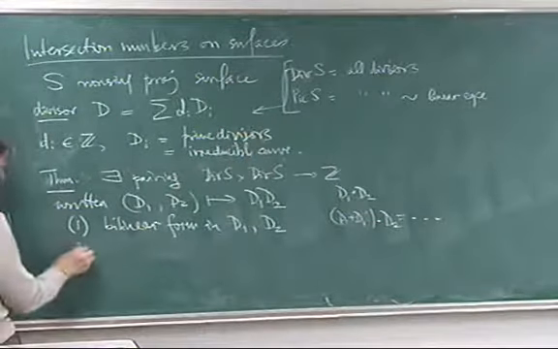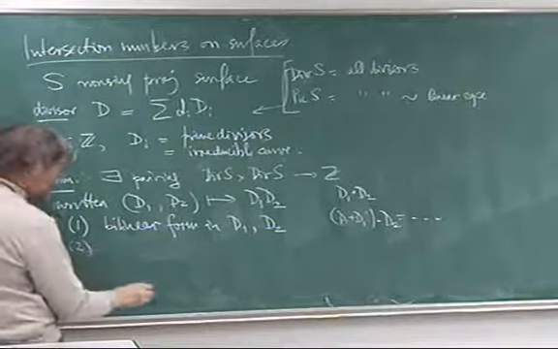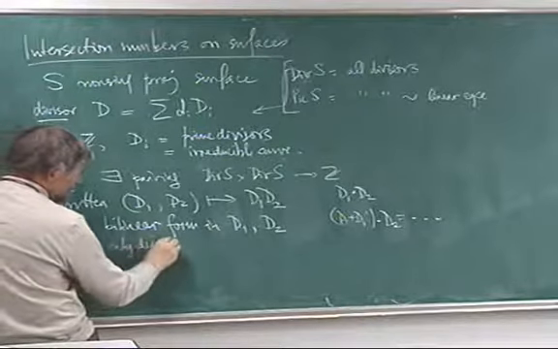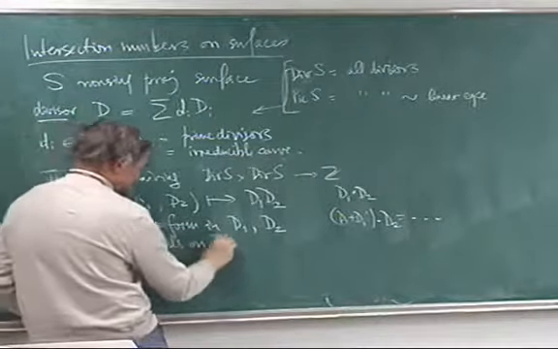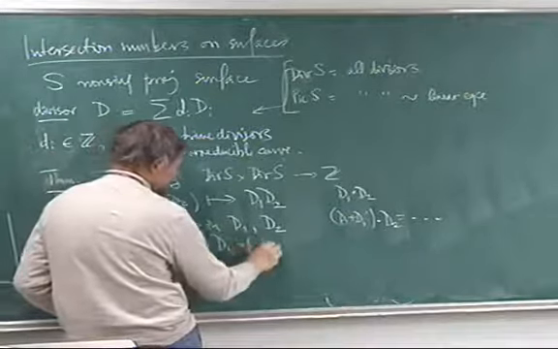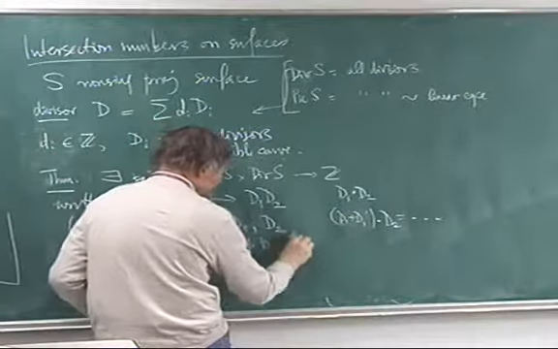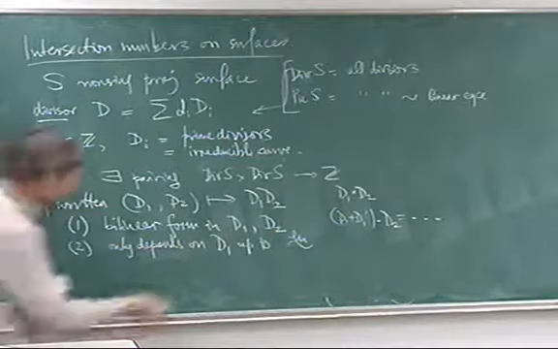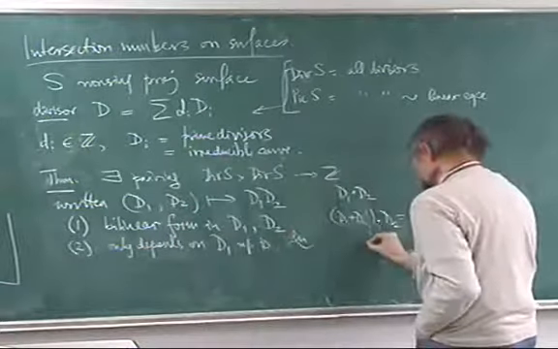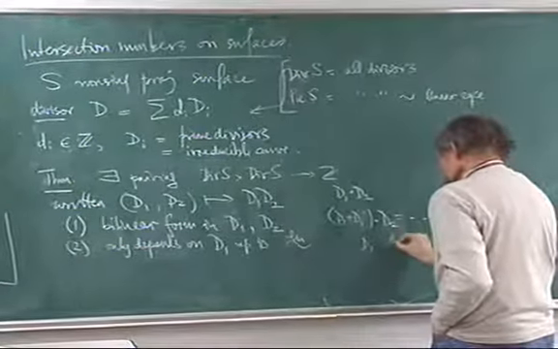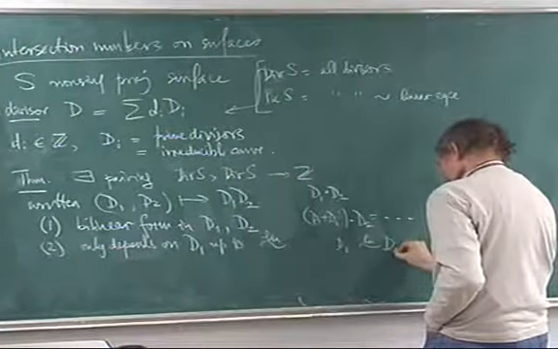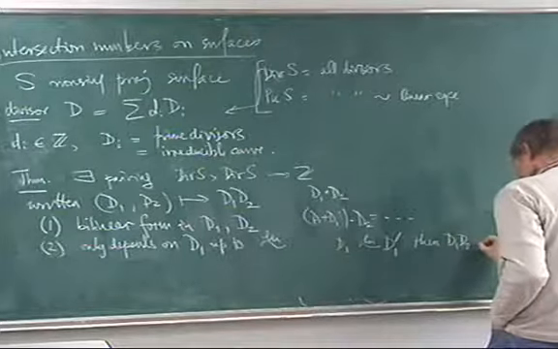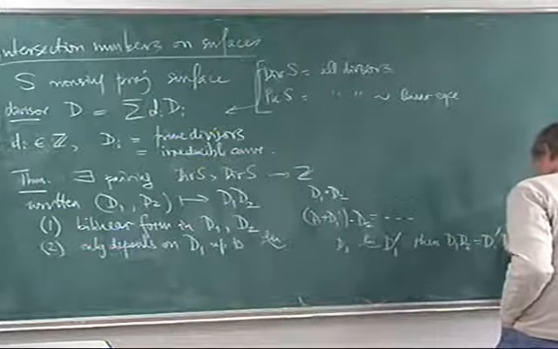Okay, and then 2, it only depends on D1 up to linear equivalence. Let me spell this out. If D1 is linearly equivalent to D1 primed, then D1.D2 equals D1 primed.D2.